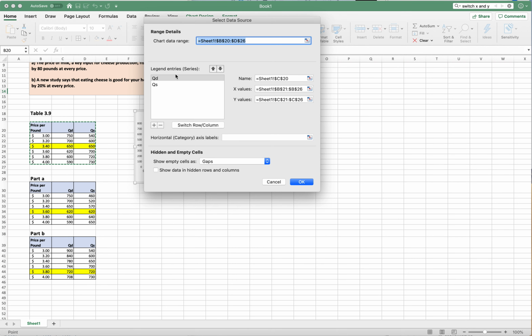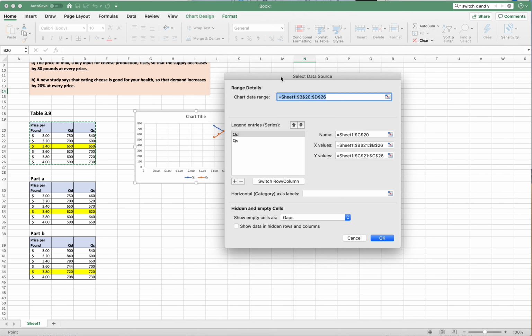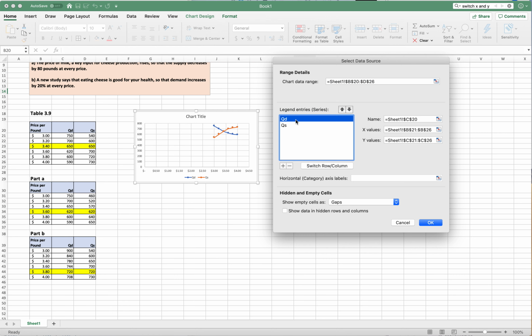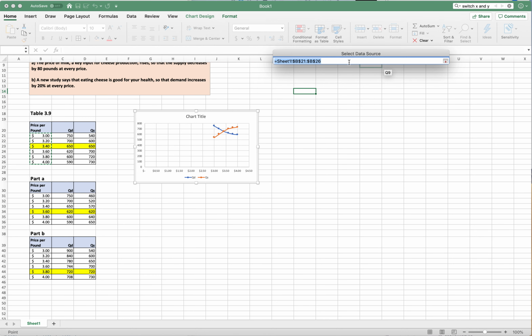So I go here and it says, great, I've got my QD, my quantity demanded, and I got my quantity supplied. So let's do one at a time. Quantity demanded. And it tells me here, where's the name of those? And it says QD. I want to leave that alone. But now it's got the X's and Y's backwards. So what I want to do is click on this part and go here and delete that. And the Y values are now going to be the price.